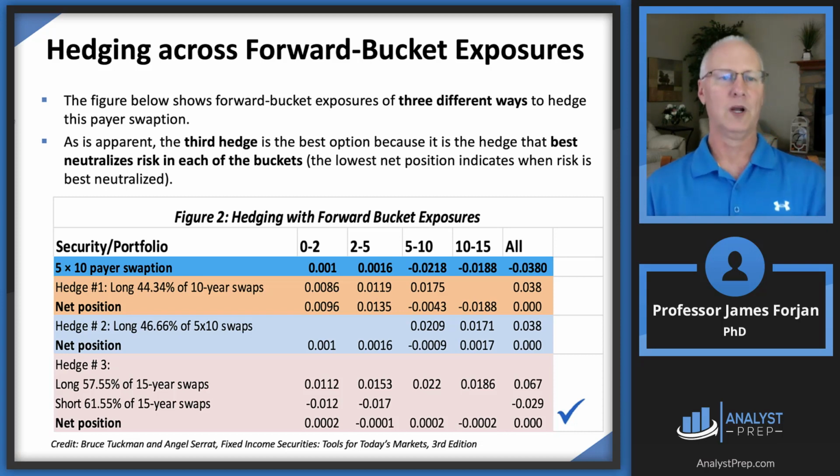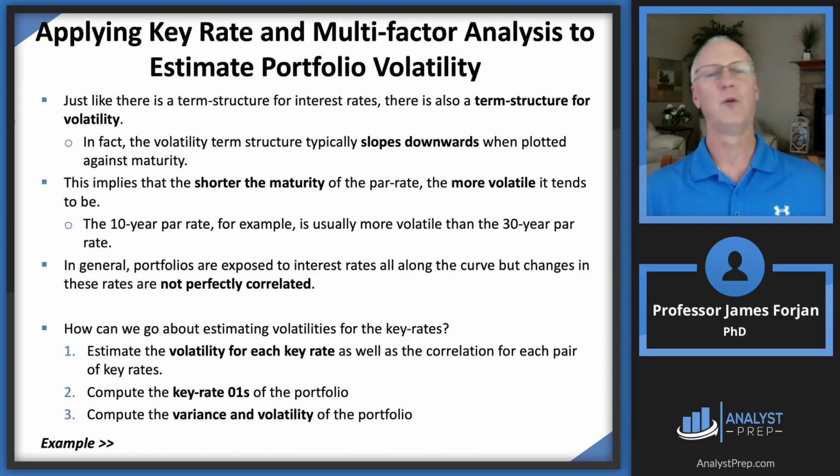Imagine that's what it says up in that second block point. The lowest net position indicates when risk is best neutralized. So that's the third hedge. Oh boy, didn't I tell you to take a deep breath when we started? All right, that was a lot of fun. That was pretty much the difficult part of this chapter. Let's go through and try to end on a positive note here.